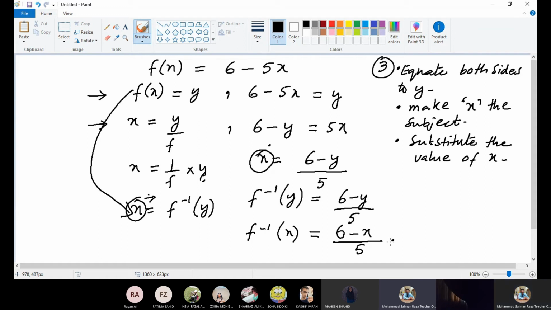So this is how we solve the question. This has become the inverse of a function. Originally the function was f of x is equal to 6 minus 5x, which after becoming the inverse is going to become f inverse of x is equal to (6 minus x) upon 5. Okay? So now we are going to start the exercise.